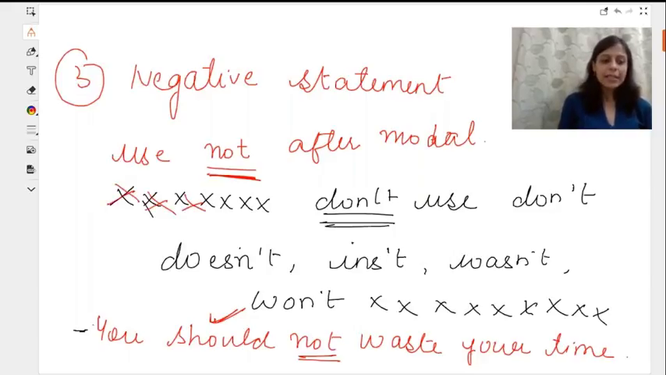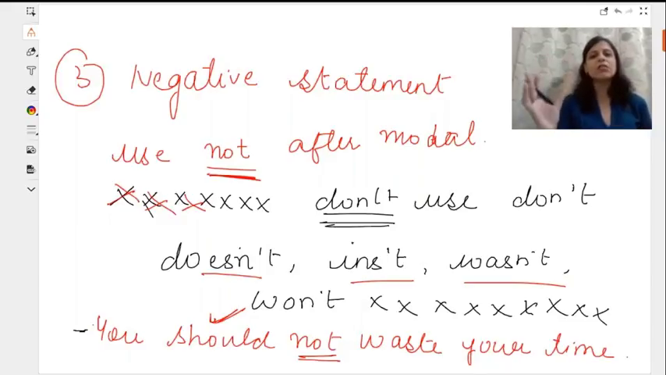So I can't say "you don't shouldn't waste your time." That makes no sense, right, guys? So please don't use "don't," right? Don't use "doesn't," don't use "isn't," don't use "wasn't." A very simple way to frame a negative sentence is to just use the word "not" and your life will be sorted, right?